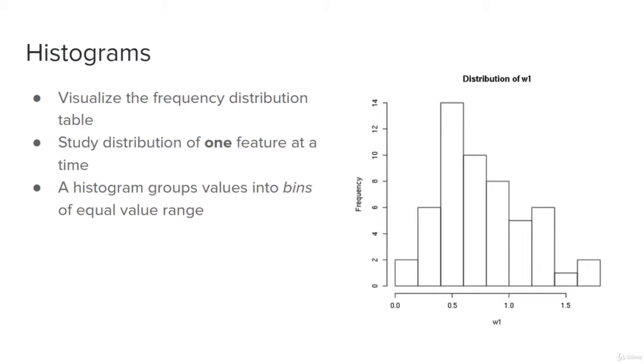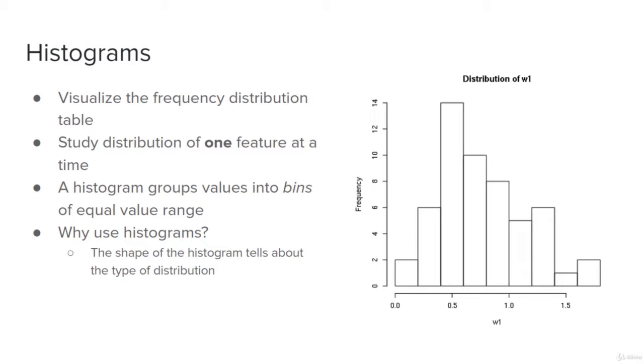But when you're visualizing or using a histogram directly in programming, as we will see later on in the course, you don't really have to create a frequency table. You just have to plot that feature. We're just going to feed that data into the histogram function, and it's going to plot this graph for you. So the question is, why do we use histograms? Why are histograms so important? As I said before, the shape of the histogram tells us about the type of distribution, and the type of distribution will ultimately give us way more information about that particular feature.